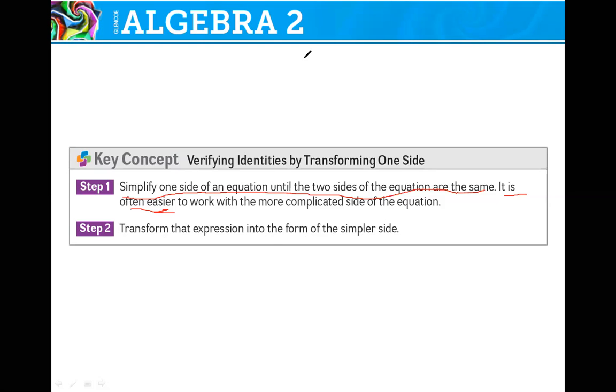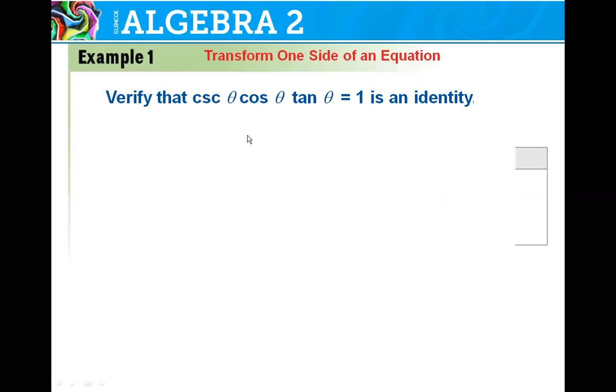Let's go to the first problem to know the method to solve these problems. Verify that cosec theta times cosine theta times tan theta equals 1 is an identity. It means it's right. I need to verify this identity. If you multiply cosec times cosine times tan theta, it's equal to 1. What shall I do?